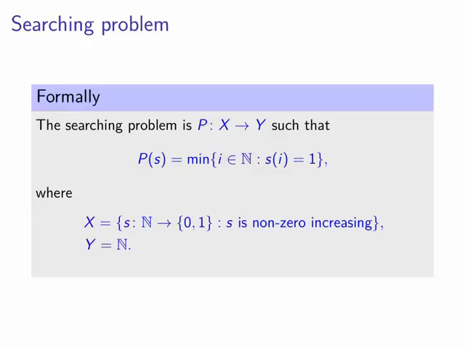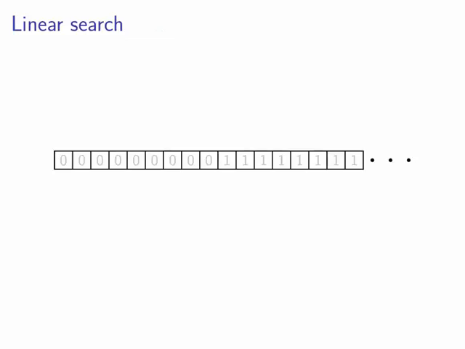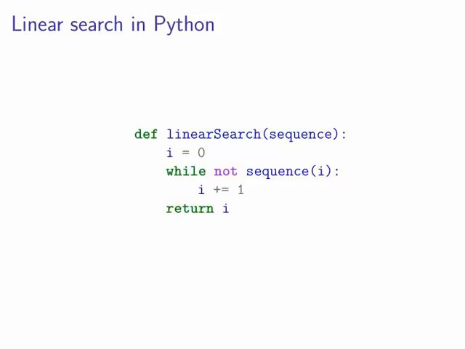In these slides, I will also give a formal description of everything I say, but I will be skipping over these, and if you want to, you can pause over them to see them in more detail. One way to solve the searching problem is linear search, where we just scan from left to right the numbers until we hit the first one. In Python, you would implement it like this.